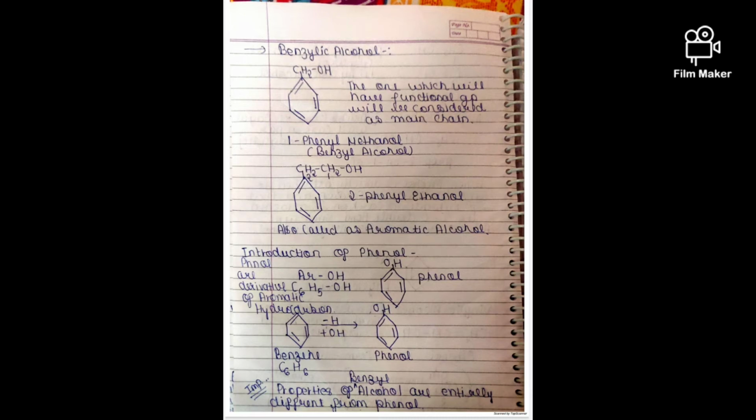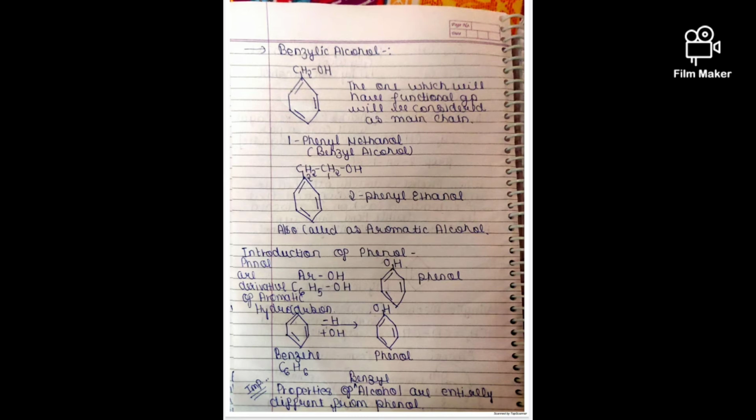Now let's start with the introduction of phenol. First of all, you must know what a phenol is. Phenols are derivatives of aromatic hydrocarbon. And what is an aromatic hydrocarbon? Here the aromatic hydrocarbon is the benzene ring, where we remove H and add OH, and it becomes phenol, C6H5OH, or we can write ArOH. It's the same thing.